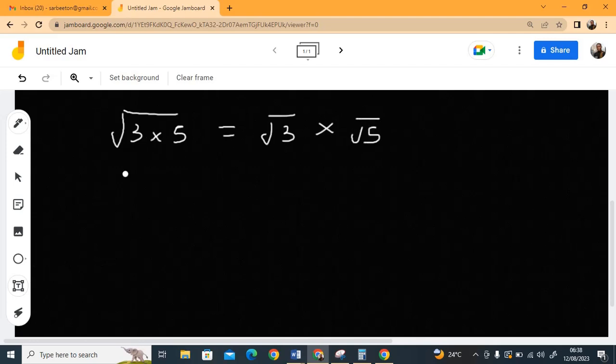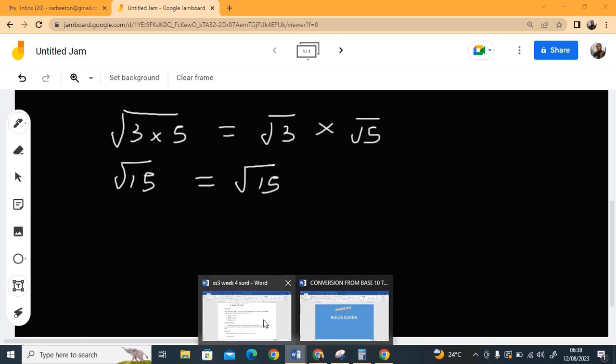Yes, because 3 times 5 here is 15. And saying root 3 times root 5 still gives root 15. So if the roots are attached to a multiplication, it's still the same thing as separating them and multiplying by their roots. So that is that for that.